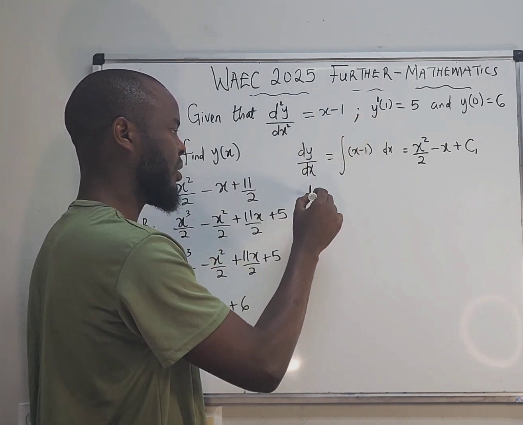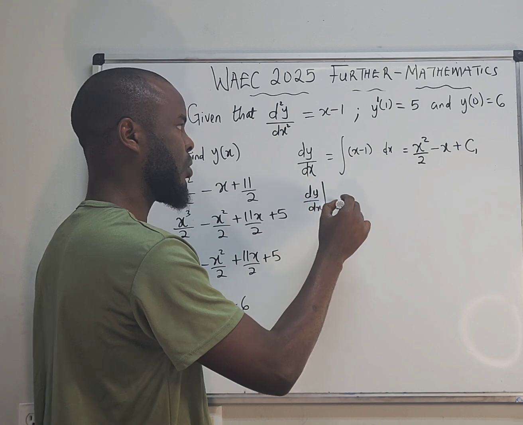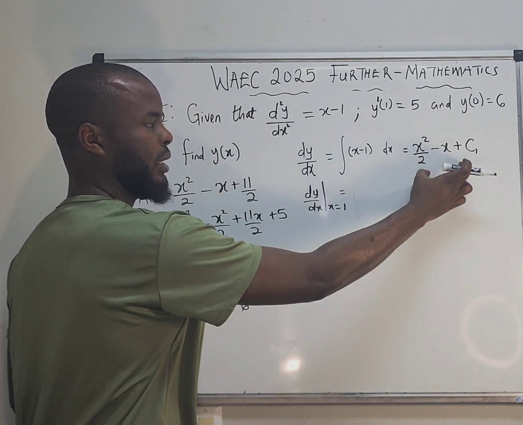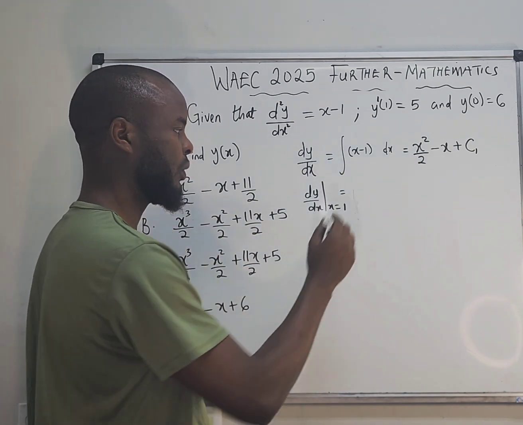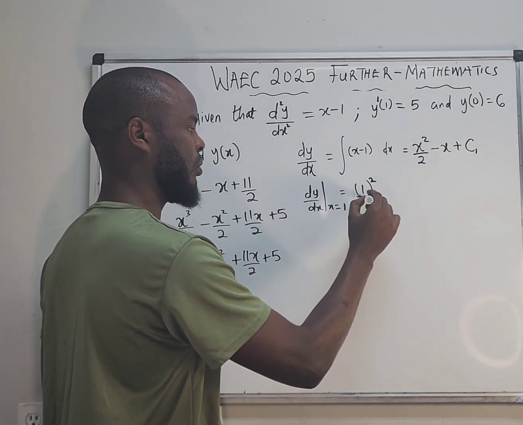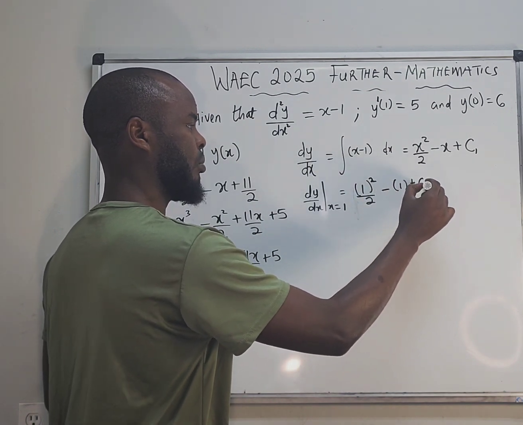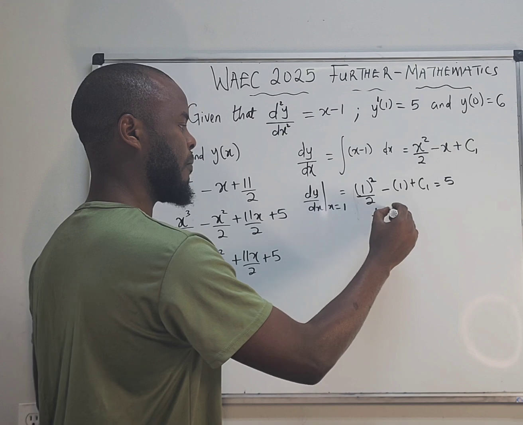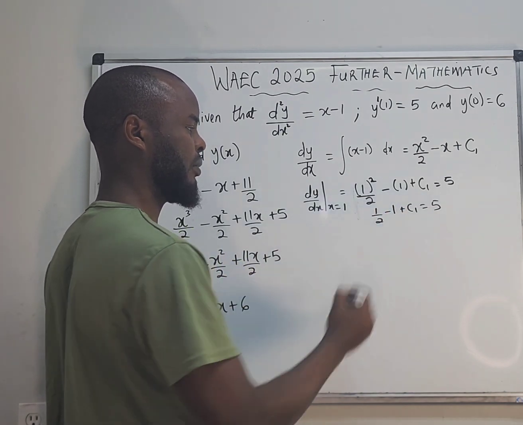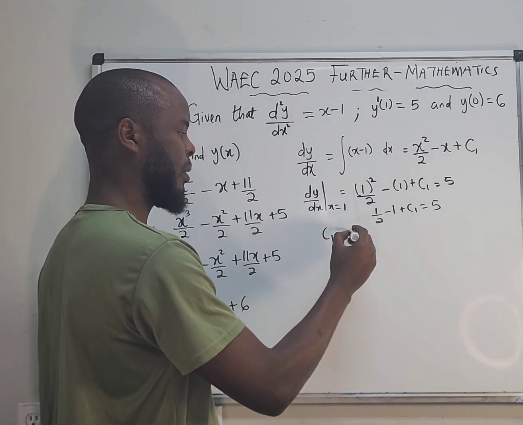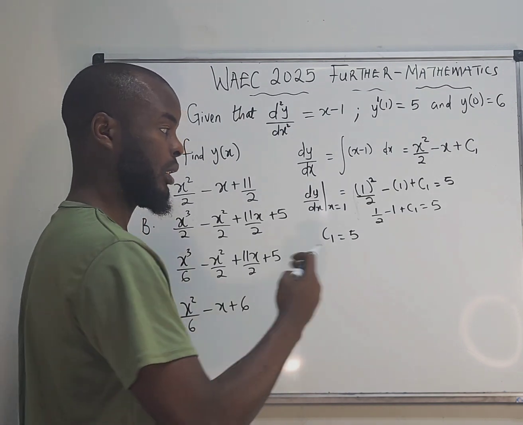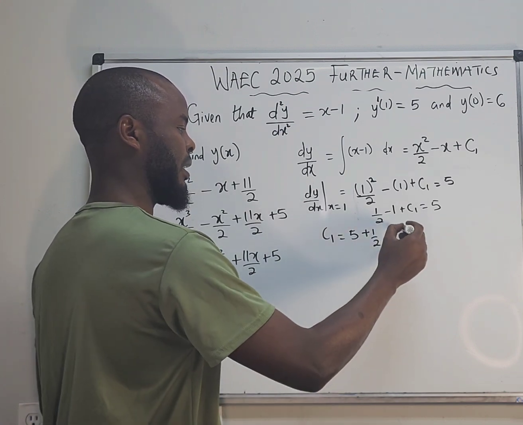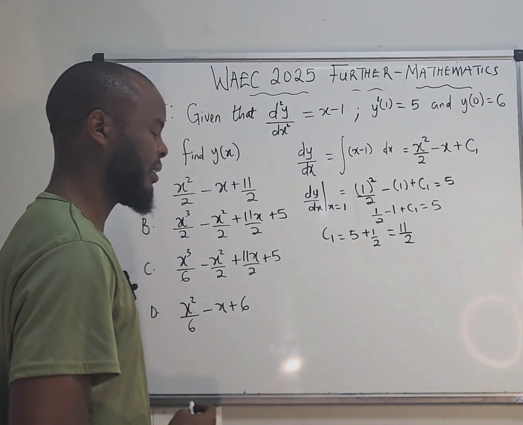Now, the first derivative, when x equals 1, you want to equate this to 5. So what this is telling you is to plug x equals 1 into this equation. So here we have 1 squared over 2 minus 1 plus c1 equals 5. That is 1 over 2 minus 1 plus c1 equals 5. To get c1, we have c1 equals 5. Half minus 1 is negative half. If you move it to the other side, it's going to be plus half. So c1 is the same thing as 11 over 2. That is the c1.